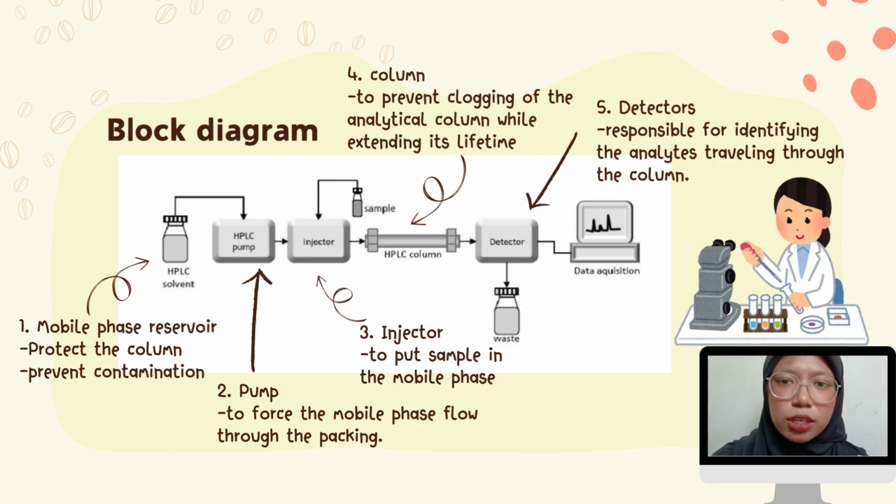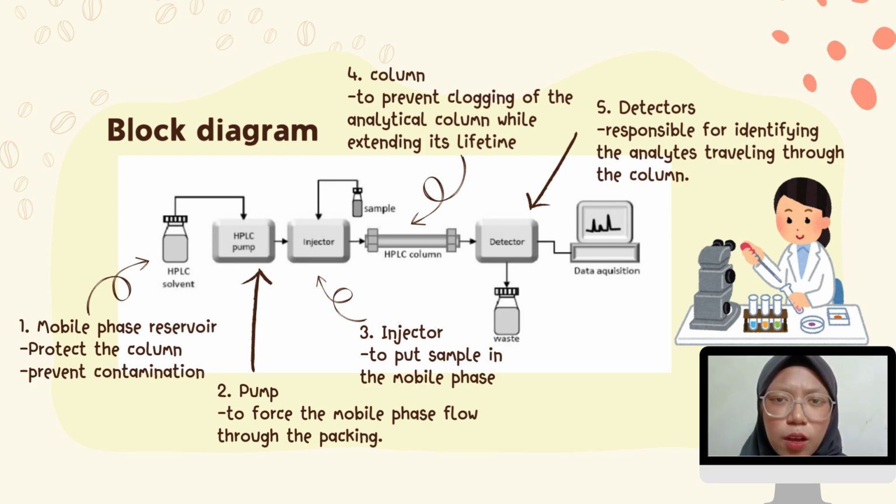Next are the injectors. Injectors play a crucial role in introducing the samples into the mobile phase. They work alongside several components, which is the syringe injection. This is the simplest method for introducing samples. Also, we have sampling loops, which hold the sample temporarily before it is injected into the system. And lastly, the autosampler, which automatically injects a large number of samples, streamlining the process and minimizing the need for manual input. Moreover, we have the column.